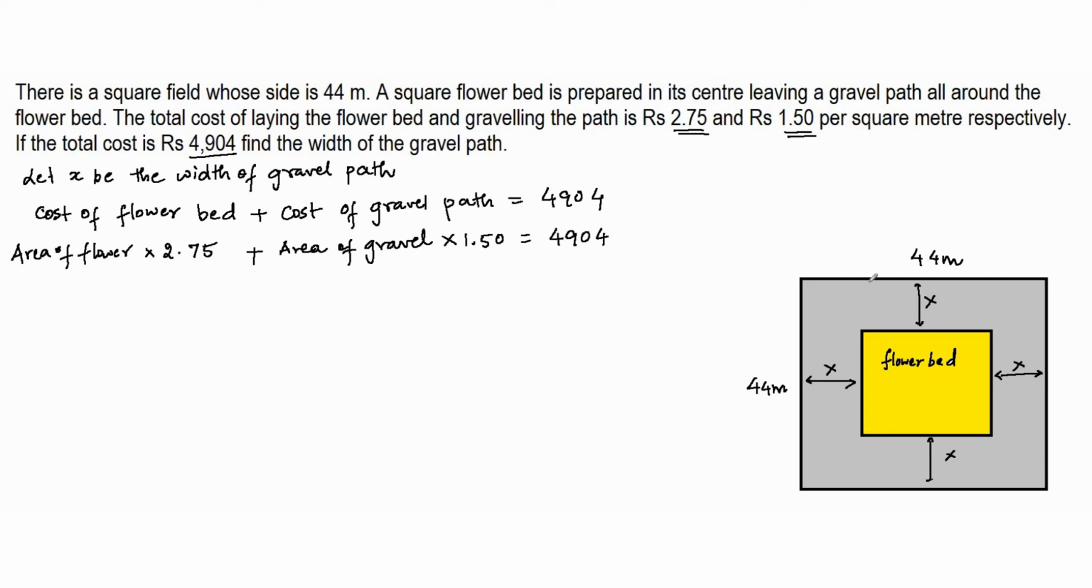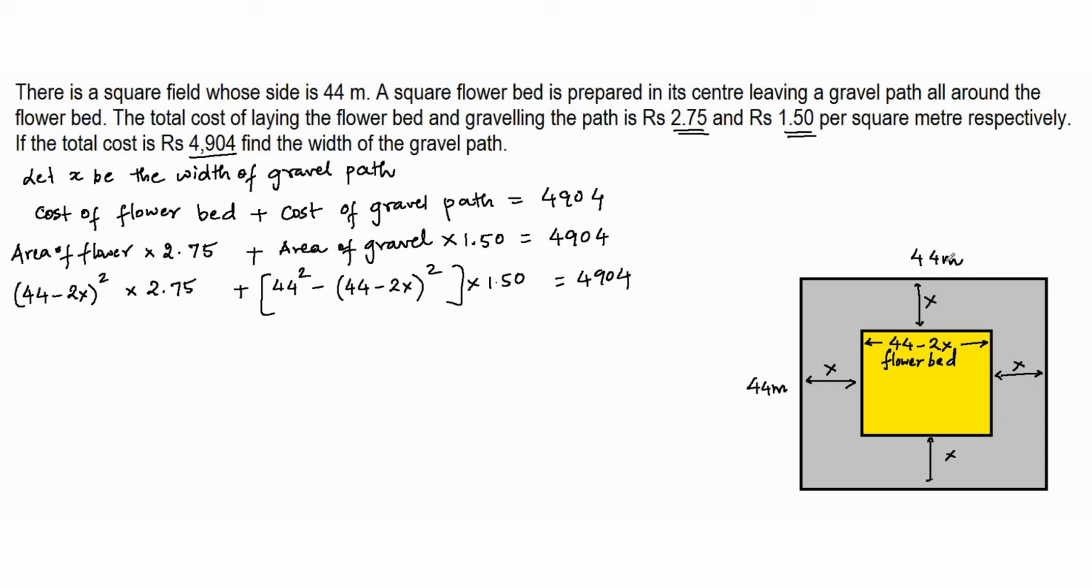Now the total length is 44, of which 2x parts are gone, and therefore this length is 44 minus 2x, right? This is the area of the flower bed. So the area of the flower bed is 44 minus 2x the whole square times 2.75, plus the area of the gravel path, which is the area of the whole square, that is 44 square, minus the area of the flower bed, which is 44 minus 2x the whole square, times 1.50, is equal to 4,904, right?